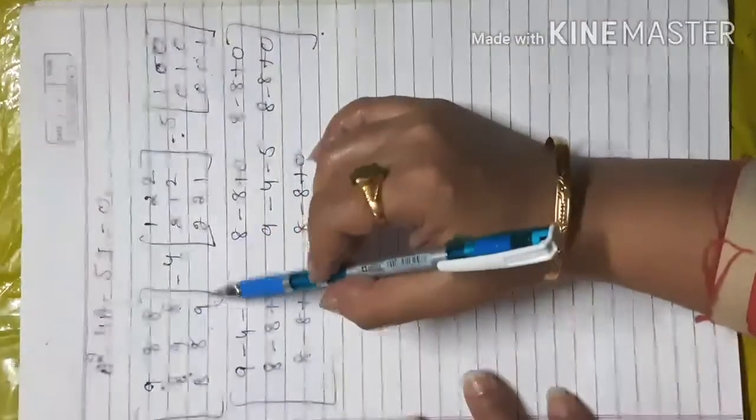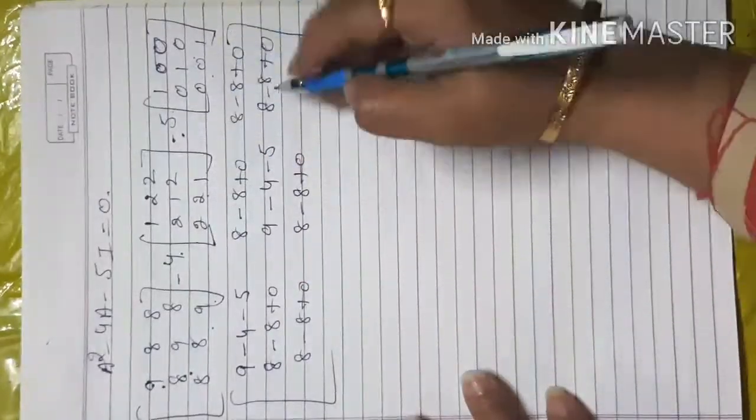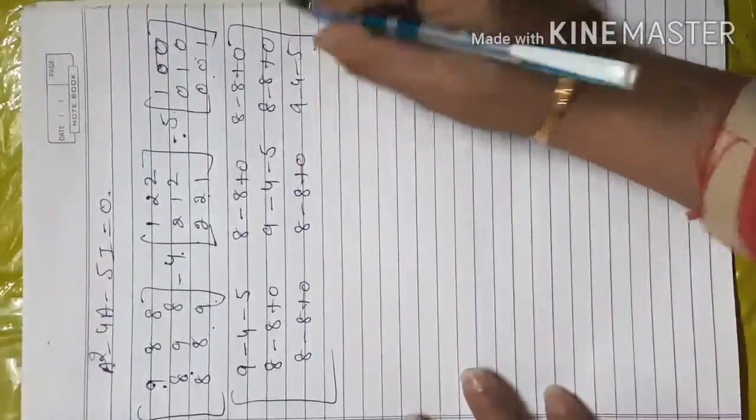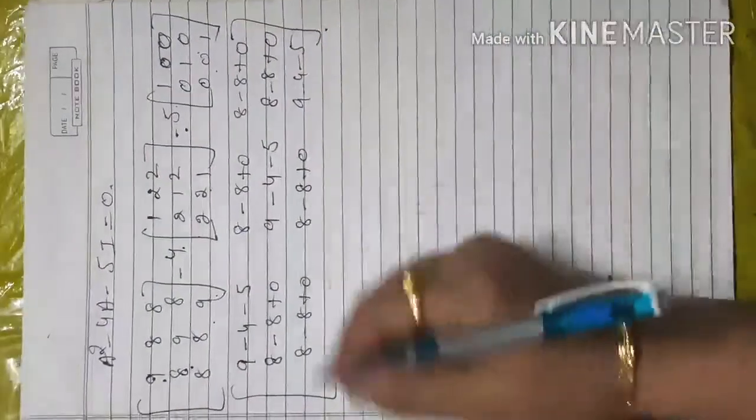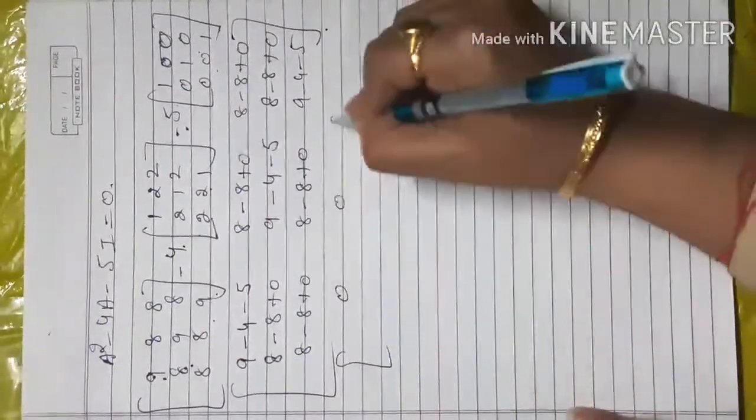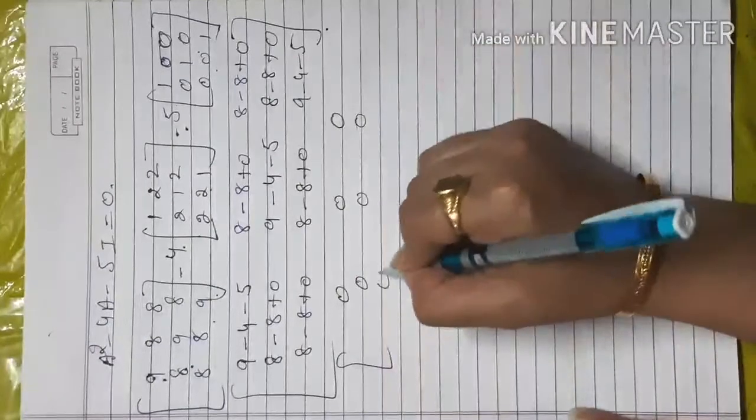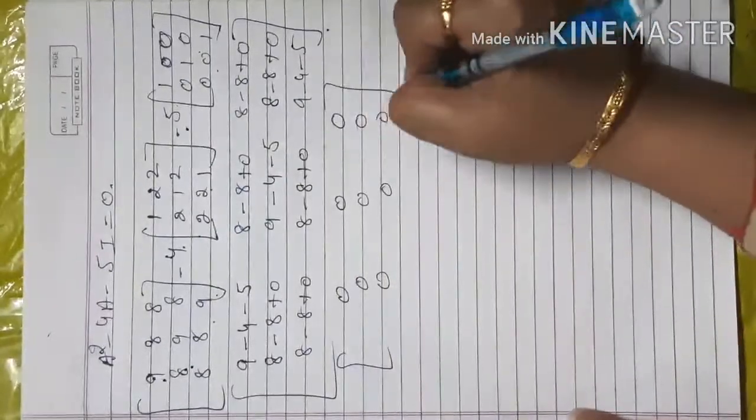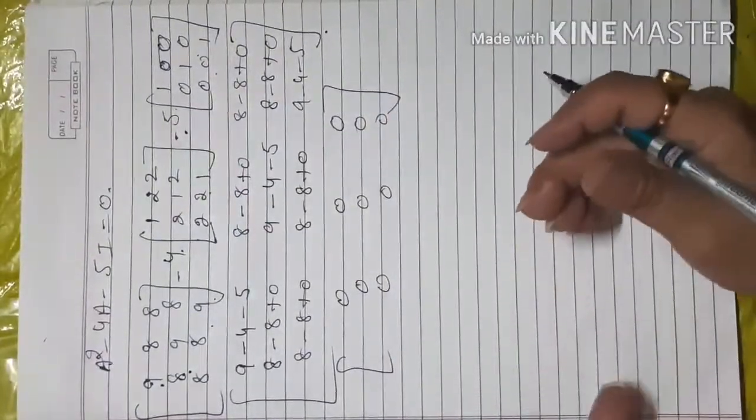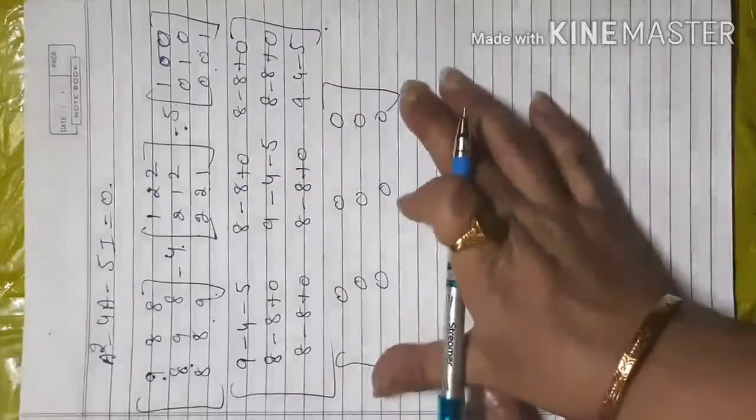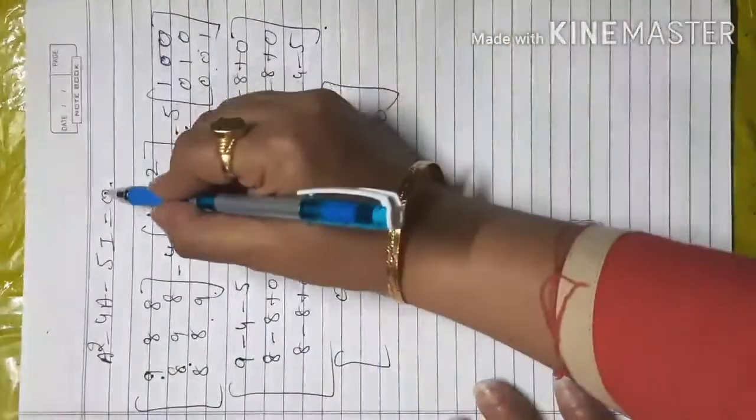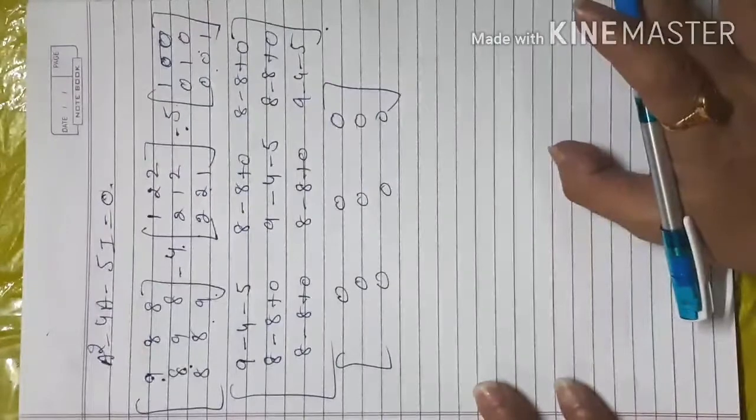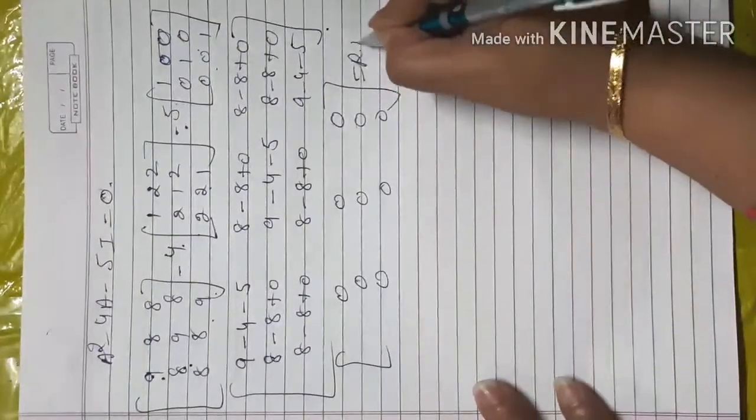The last is 9 minus 4 minus 5, 9 minus 4 minus 5. That means all elements are cancelled. If I check, we get 0 0 0. We get a null matrix. A null matrix is also called a zero matrix, and we just give it the name O. So if it is 0, that means the left side is equal to the right side, so the equation is satisfied.